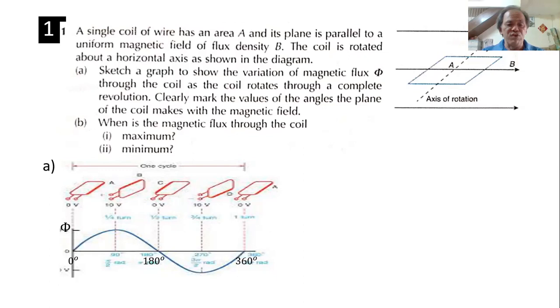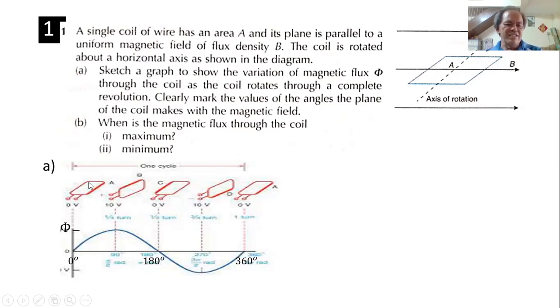through a complete revolution. One revolution means one round. Clearly mark the value of the angle, the plane of the coil, and the magnetic field. Okay, so you can see that it's very nicely done. You can get it from internet, this picture.